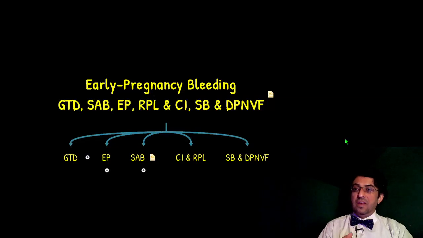In this episode, I will begin our discussion of some of the conditions associated with early pregnancy bleed, including conditions like GTD, spontaneous abortion, ectopic pregnancy, and we will continue with other conditions such as recurrent pregnancy loss and incompetent cervix. But in this episode, our focus will be gestational trophoblastic disease.